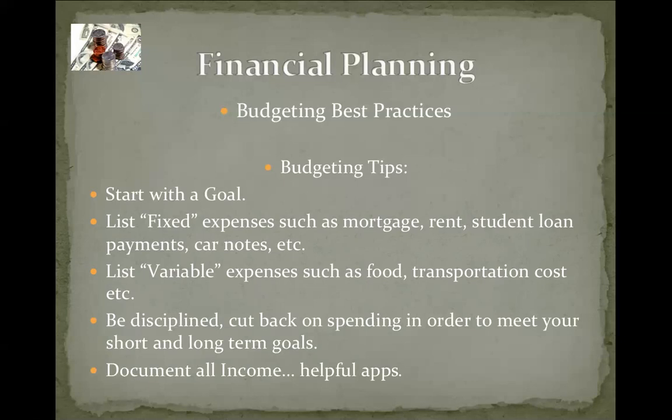So these are some of the key points that I feel are paramount when thinking about your budget. Start with a goal. List out your fixed expenses. List out your variable expenses. And try to be disciplined and document everything.